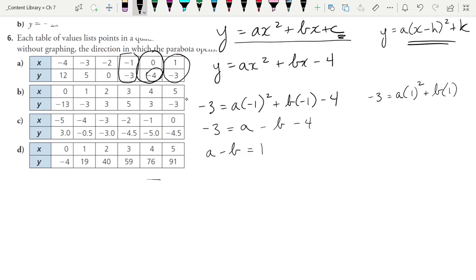So now this is going to be the equation -3 equals 1a plus 1b. Rearrange that. Oh, don't forget the minus 4. I almost forgot the minus 4. Rearrange that, move the 4 to the other side, and I get a plus b is equal to 1. Add 4 to both sides, it's still 1.